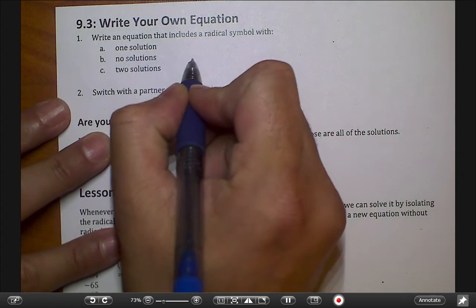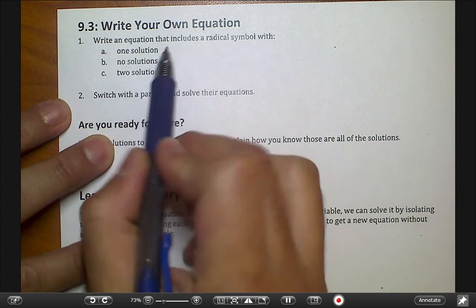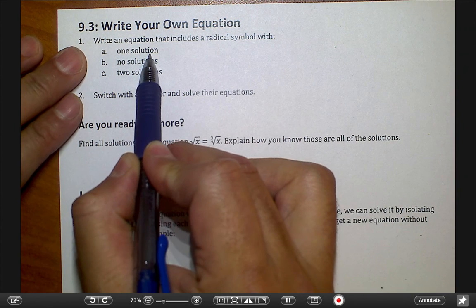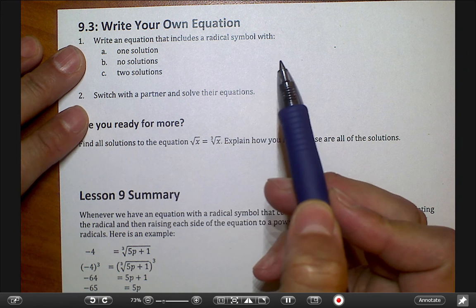Now, all right, you ready? Write an equation that includes a radical symbol with one solution. One solution means only one answer. Easy.